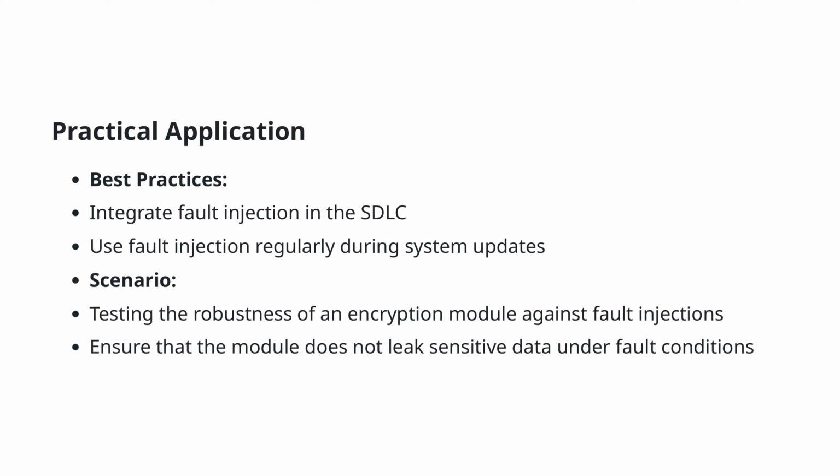Let's look at a specific scenario: testing the robustness of an encryption module. Fault injection can help ensure that the module remains secure even when subjected to faults, preventing the leakage of sensitive data. Employ these practices to maintain the integrity and security of your systems.